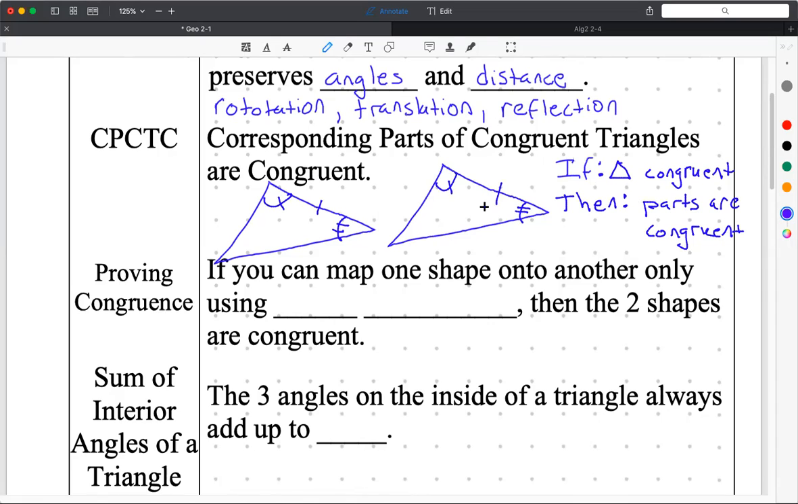I didn't have time to annotate all of them, but you can assume all of those angles and all of those line segments are congruent. They're exactly the same. And you're like, well, duh, that makes sense. If they're congruent, all of the parts are the same.